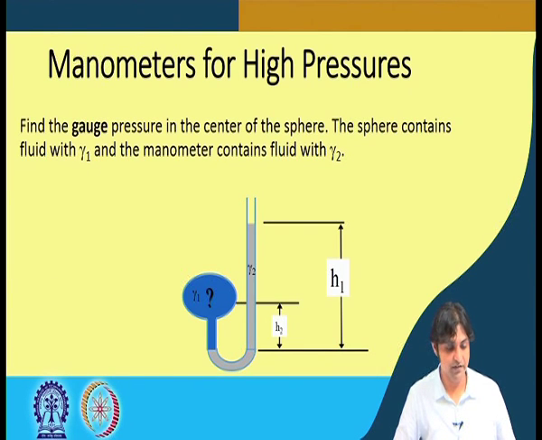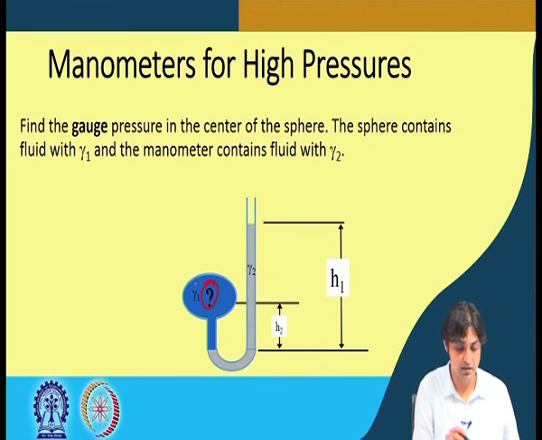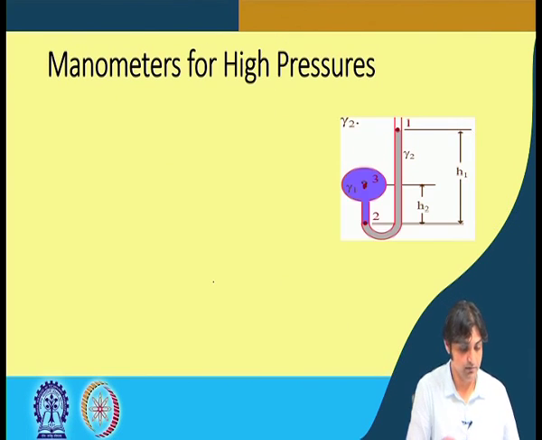Another example for a manometer. Find the gauge pressure in the center of the sphere. This is not a differential manometer, so we are going to measure the high pressures. The sphere contains fluid up to here with gamma 1 density, and the manometer contains fluid with density gamma 2. So we have to find the pressure here. This is point 1, we assume point 2 here, and we assume point 3 here, the center.